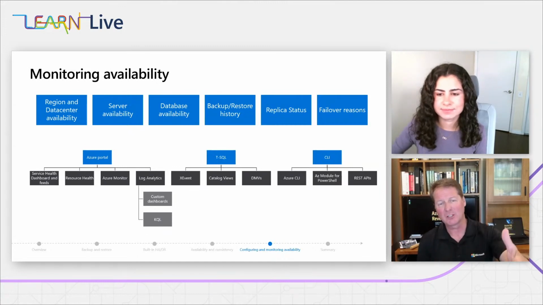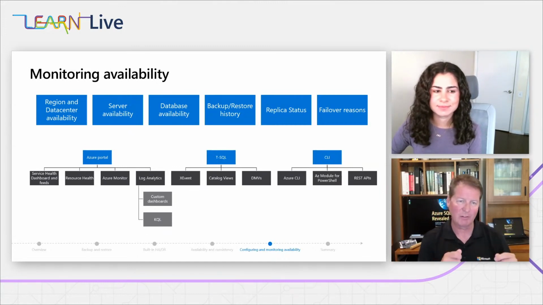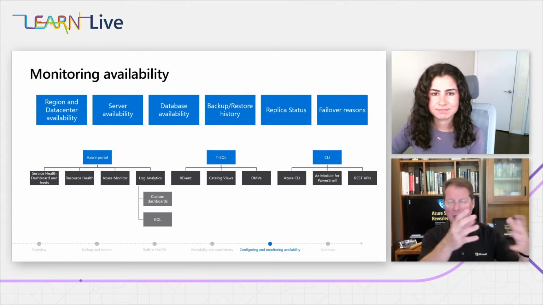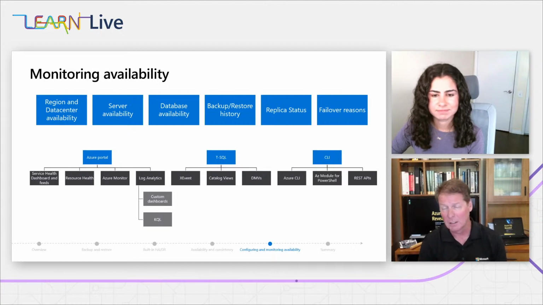If you think about the Azure portal, you can use the service health dashboard and feeds to look not necessarily at your specific server or instance, but at the overall Azure SQL availability. So if you want to know, hey, is East US having any problems for all Azure SQL users? We have a way of showing that through this dashboard, and you can use feeds to see that as well.